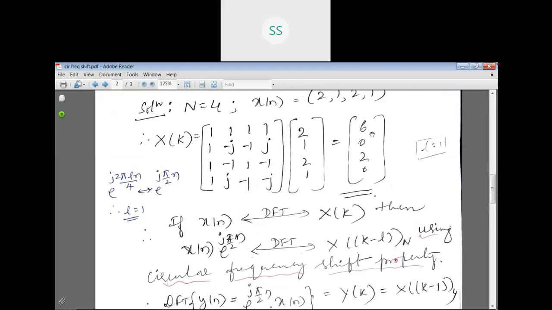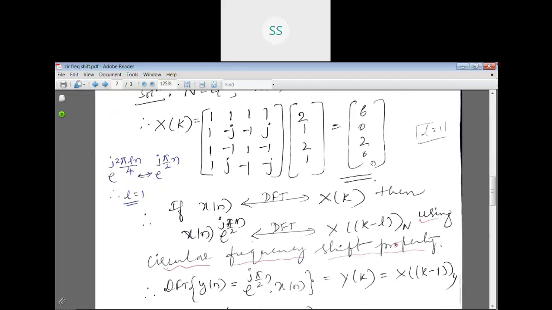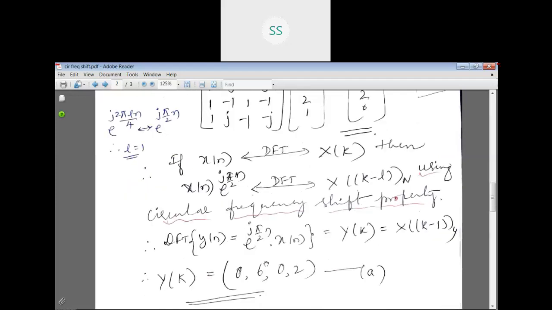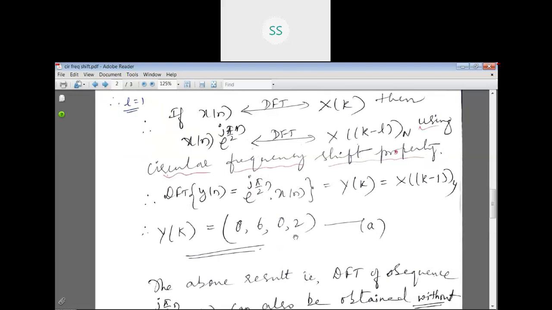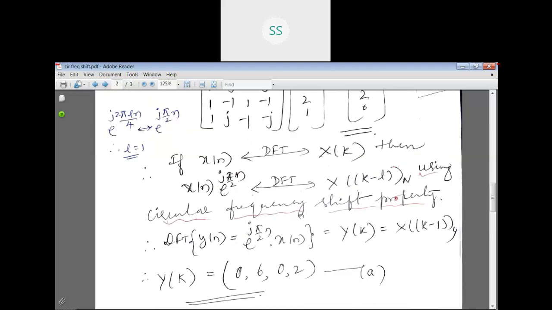Earlier what was the solution? 6 0 2 0. Now you shift by 1 position. The answer will be 0 6 0 2. You circularly shift to the right side because it is a plus 1. L is equal to plus 1. So 0 will come in the first place and this 0 is going to push the remaining 3 samples. So our solution will be 0 6 0 2. This is the new solution. Y of k is equal to 0 6 0 2. That's all. So this is the significance of the particular property.